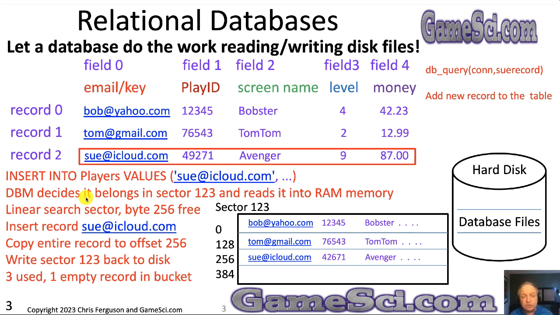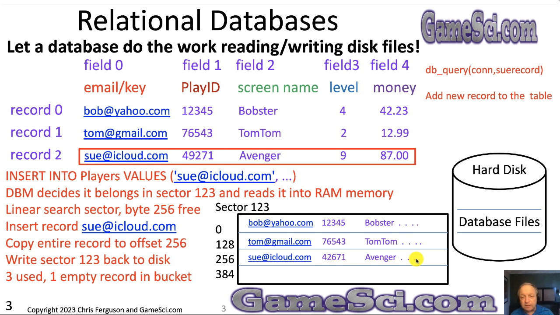It linear searches the sector and finds some space available for Sue down there at byte 256. It inserts the entire record for Sue at byte offset 256 of the sector. Copy that entire record at offset 256, then write sector 123 back to the disk drive.